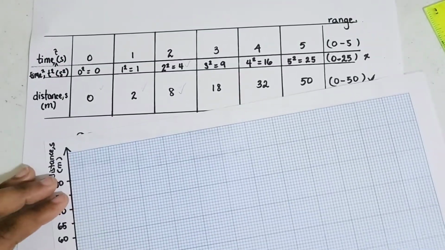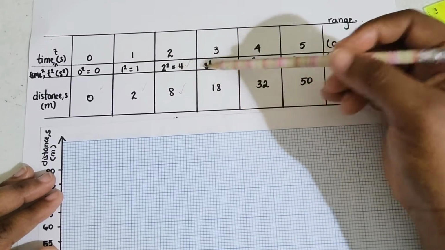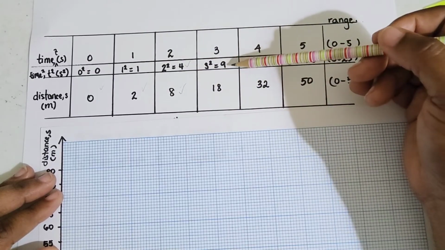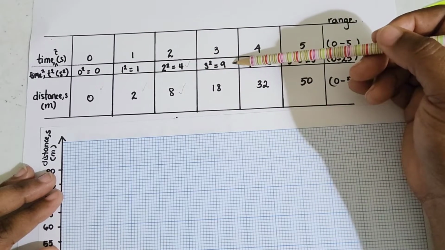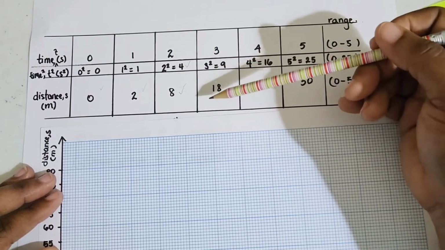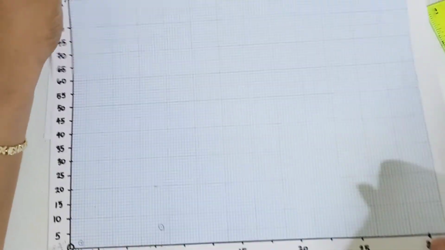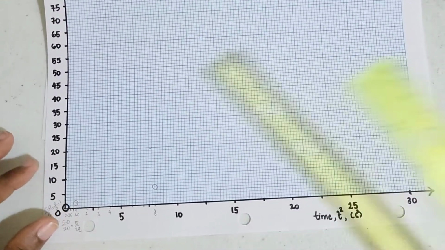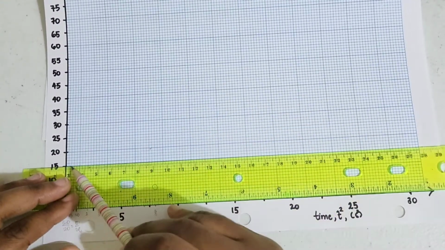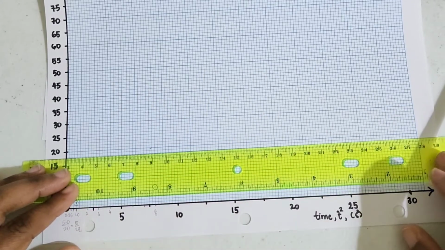So now from this we see when time is 9, or we could go from distance. When the distance is 18 meters, the time is 9. So we look for distance 18, so this is 16, 17, 18.